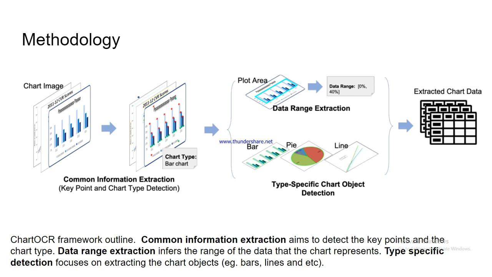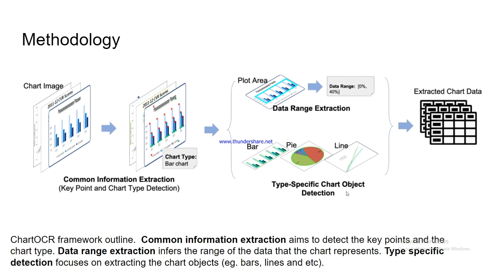Once it has finished key point detection, it goes to data range extraction. The output of this key point detection network is a probability map that highlights the pixels of key points. Then data range extraction helps to convert the detected key points from image space to numerical readings. And type-specific chart object detection tells which type of object it is after detection.